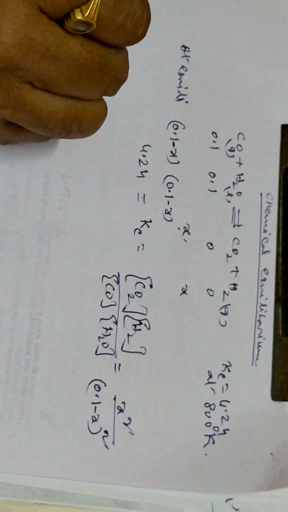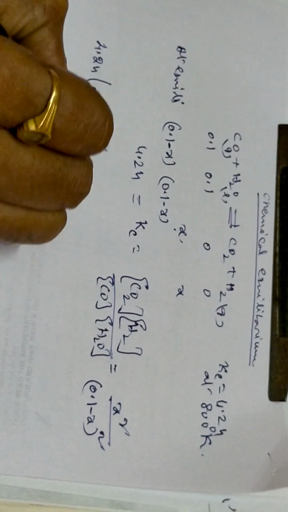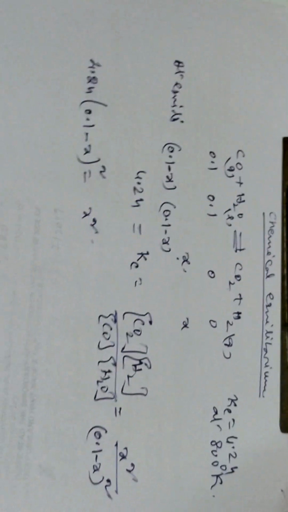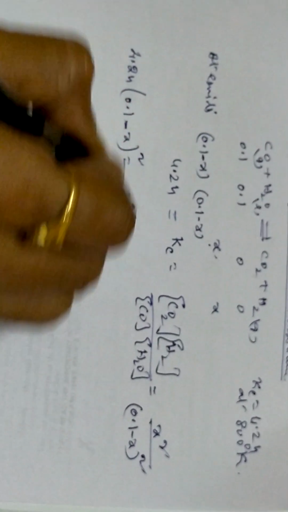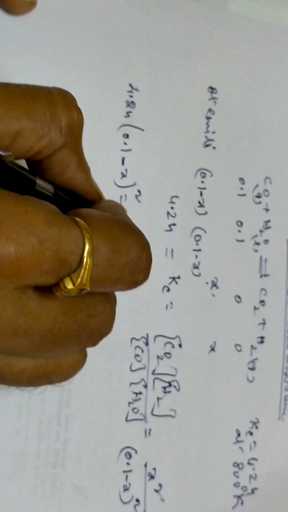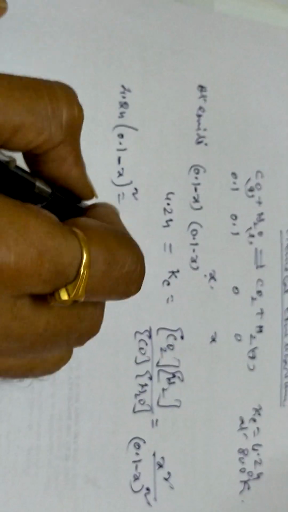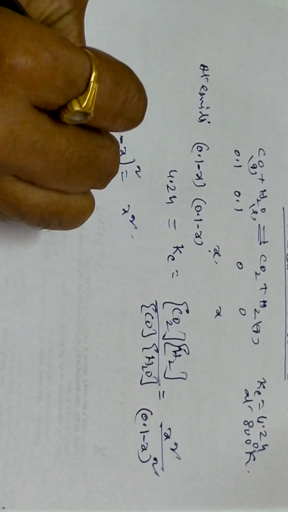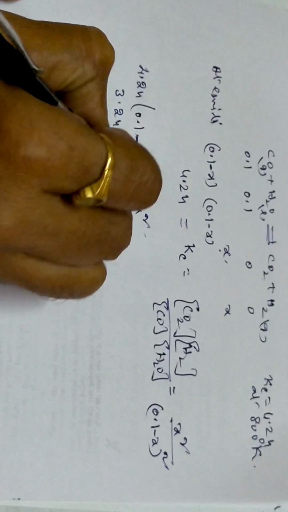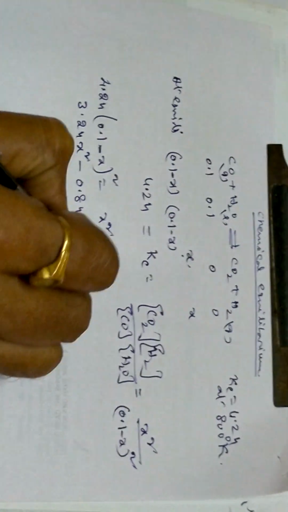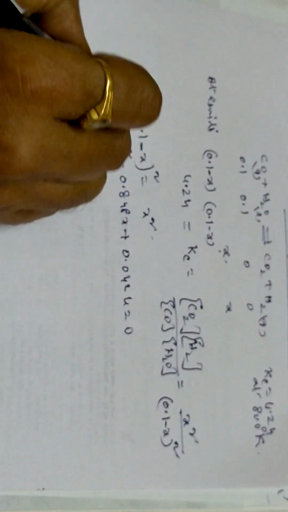Now if you see, 4.24 into (0.1 minus x) whole squared equals x squared. Expanding, 0.424 minus 0.848x plus 4.24x squared equals x squared. Taking x squared to this side, we get 3.24x squared minus 0.848x plus 0.0424 equal to 0.